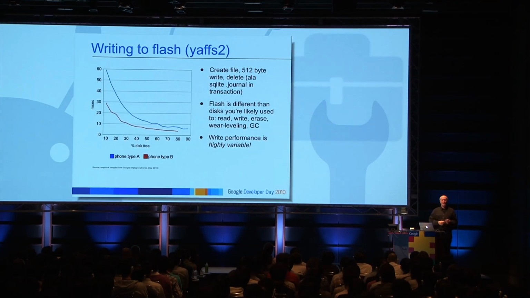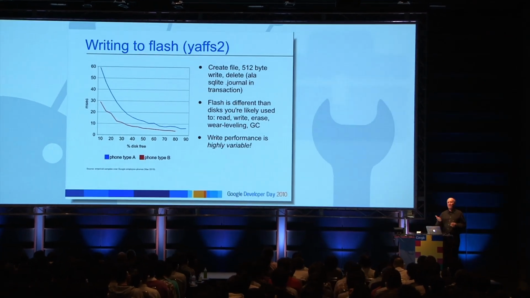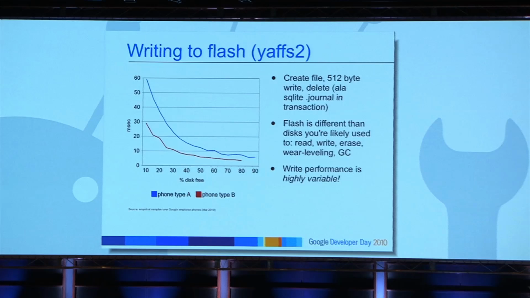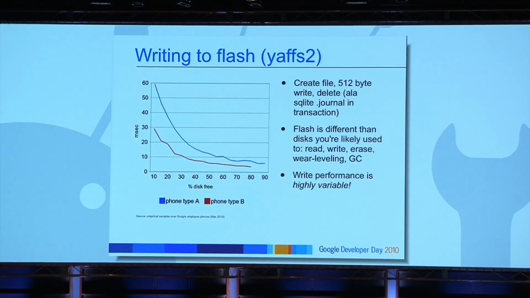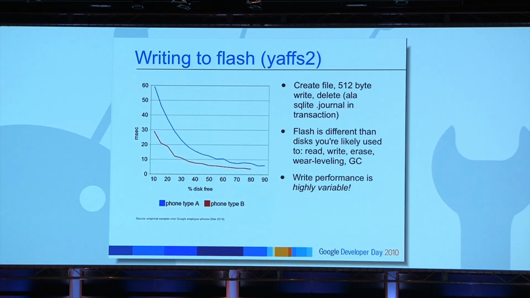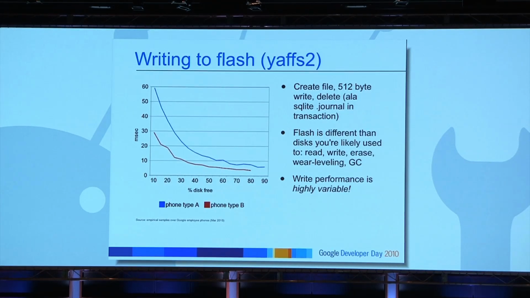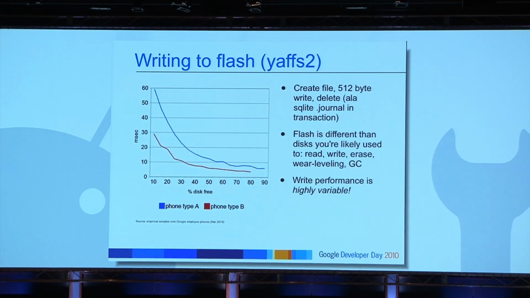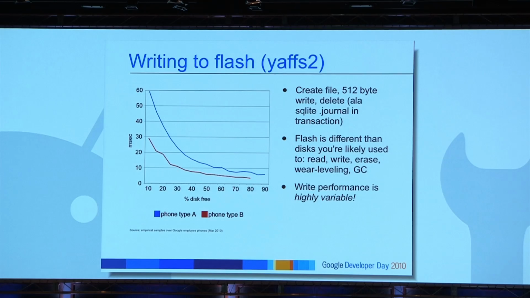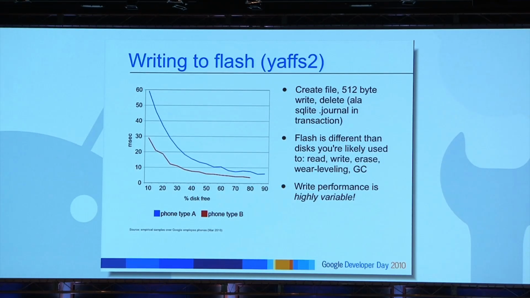Now, the behavior of Flash is quite different from the behavior of magnetic disks that we are all used to. And if you look at the graph, you can see that the performance depends on what kind of a device you have. It also depends on how full the flash is. And here's something else that the graph does not show. It also depends on how old the phone is. So it's very complex and it's very hard to predict. And the rule is that you must never, never, never do storage or retrieval operations on the I/O thread, on the user interface thread, on the UI thread.